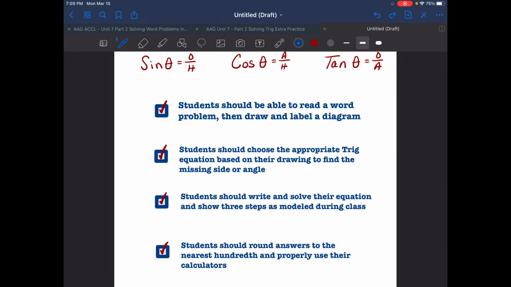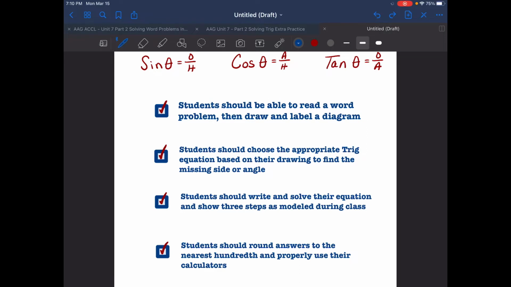So the first is, students should be able to read a word problem and then draw and label a diagram. Putting your labels and your lengths and your angles in the right spots is critical, because if you don't have the right diagram, then you're going to be in trouble for the next step.